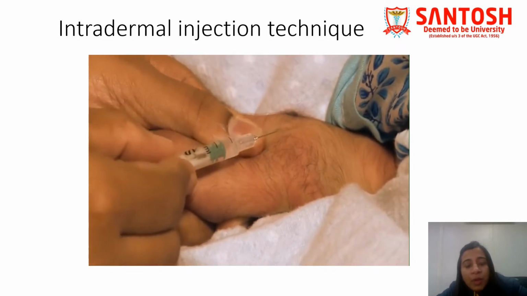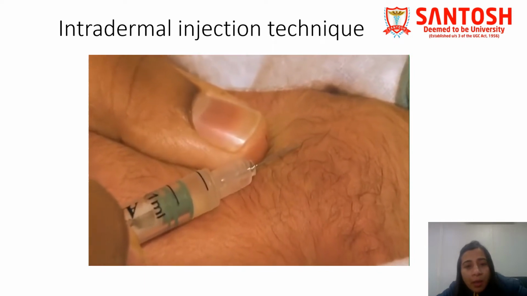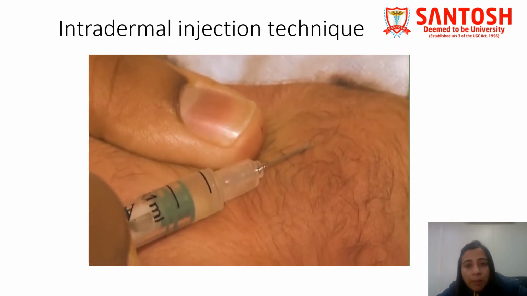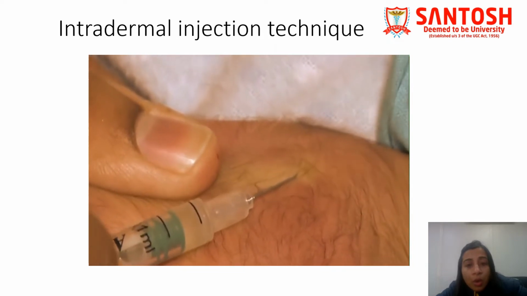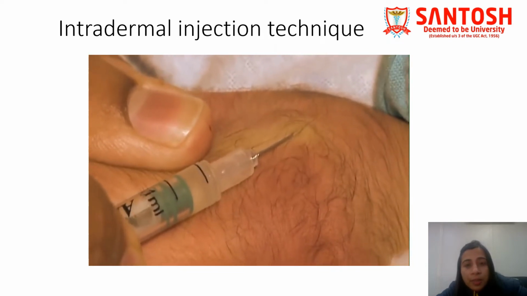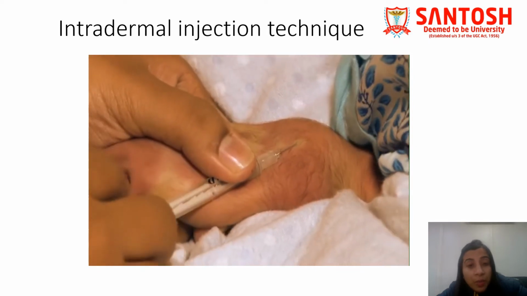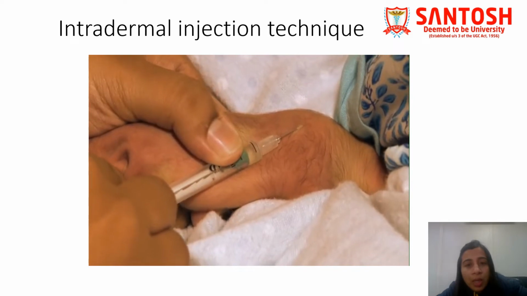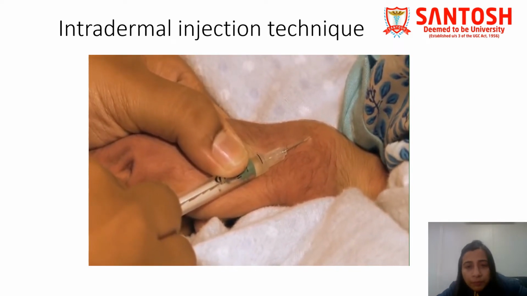And the bevel of the needle should be facing up, and the needle should be almost parallel to the skin, and it should be slowly injected into the skin. So as you can see here, a lot of resistance is faced while giving an intradermal injection because the intradermal space is very less. So slowly you have to inject the vaccine and a bump will start forming.